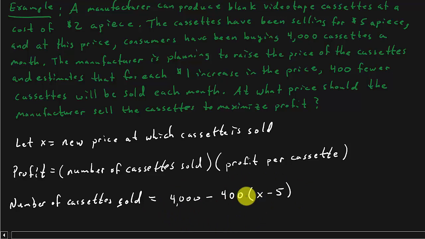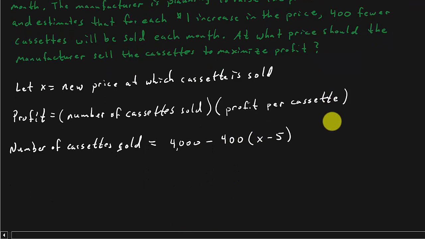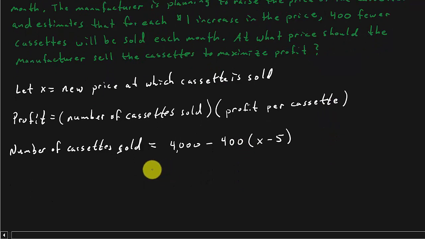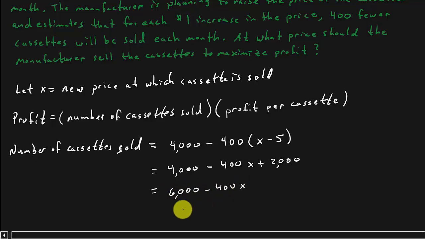Okay. And let's just go ahead and kind of simplify this a little bit. That's going to be 4,000 minus 400x plus, what is that, 2,000? And that's going to be 6,000 minus 400x, which is going to be 400 times, what is that, 15 minus x, if I factor out a 400.